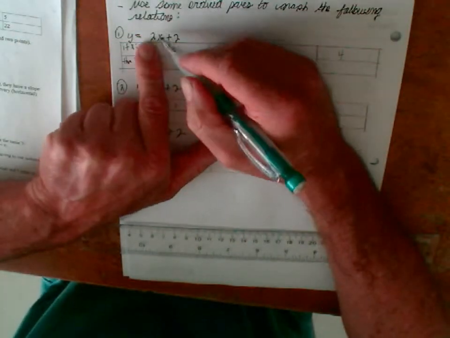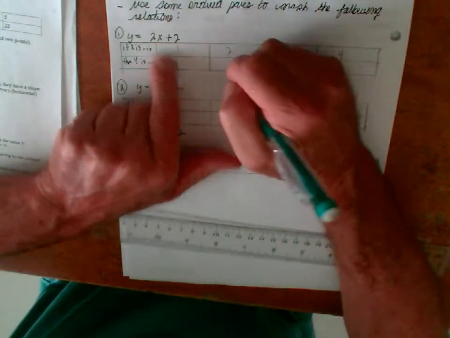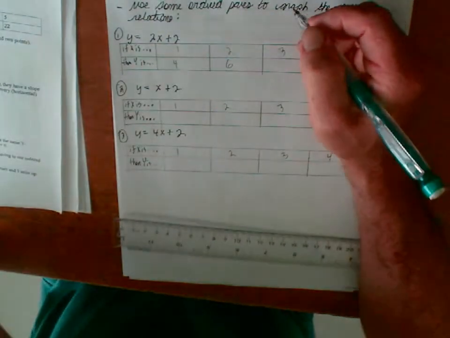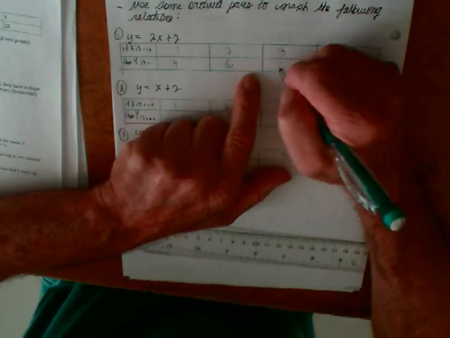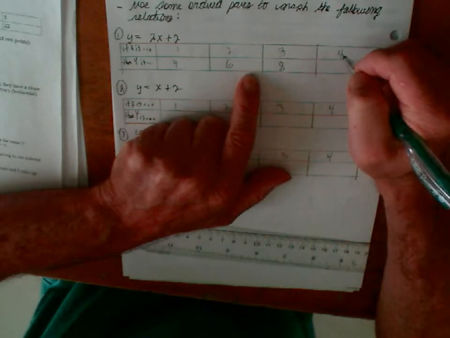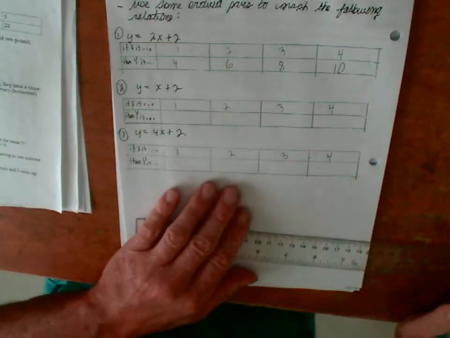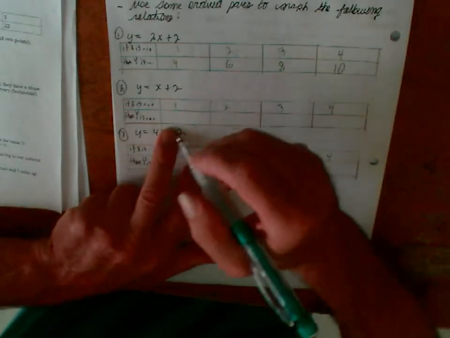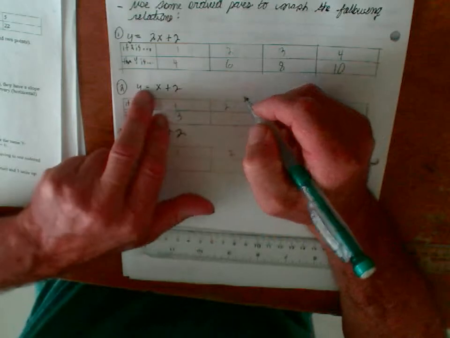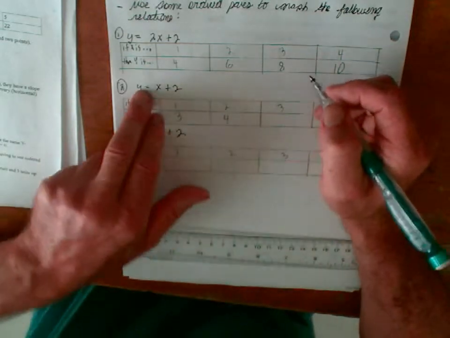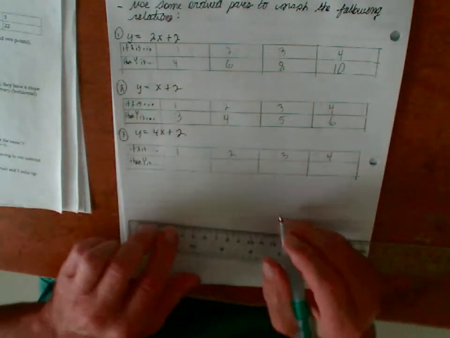Okay, plug in here. 2 times 1 is 2 plus 2 is 4. 2 times 2 is 4 plus 2 is 6. 3 times 2 is 6, plus 2 is 8. 4 times 2 is 8, plus 2, 10. And then the next one, 1 plus 2 is 3. 2 plus 2 is 4. 3 plus 2 is 5. And 4 plus 2 is 6.